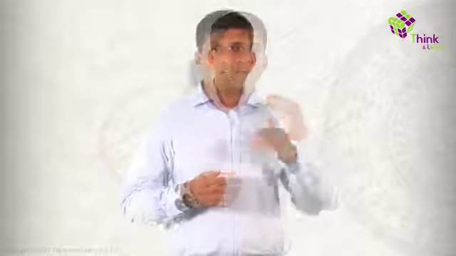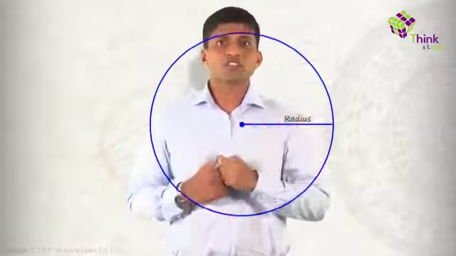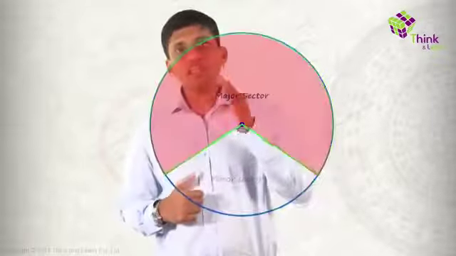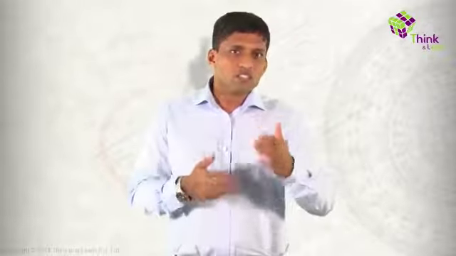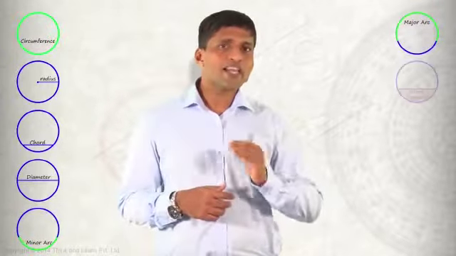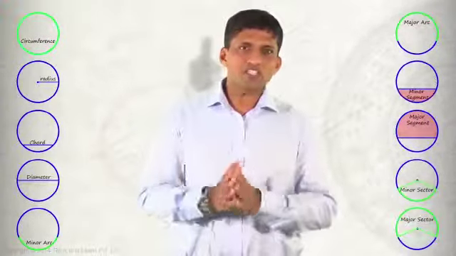This is just revision. Take a circle. Let's visualize the circumference, radius, chord, diameter, minor arc, major arc, minor segment, major segment, minor sector, and major sector. Very simple, right? Just see this once more. Very simple, right? It's just revision.